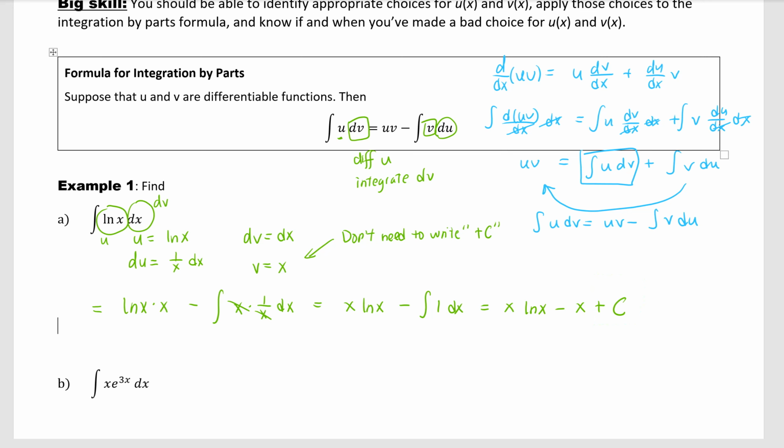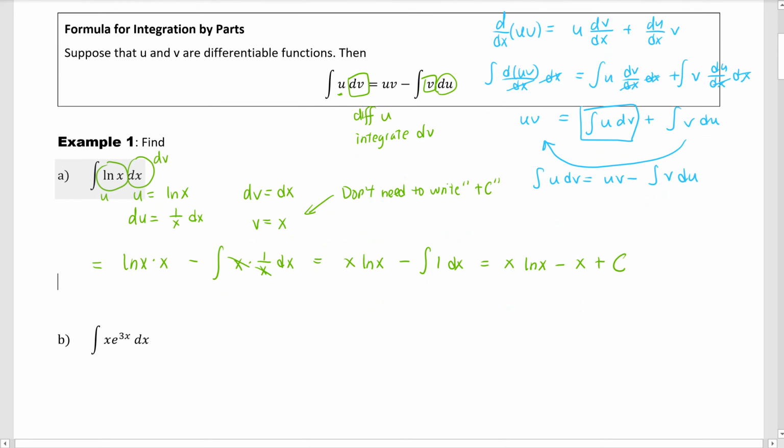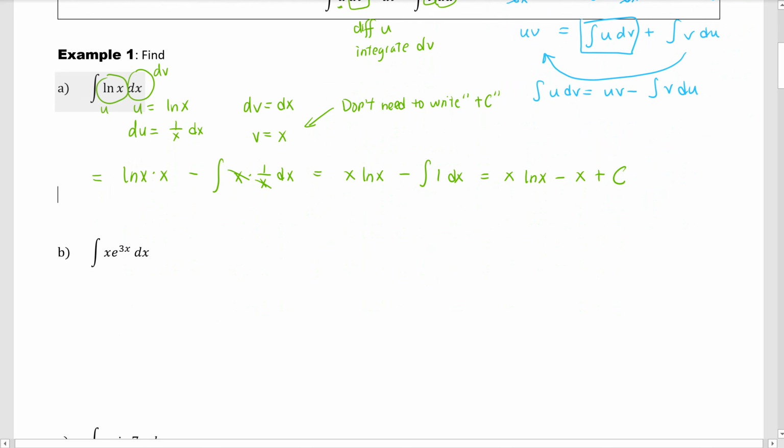Alright, let's continue. Remember, we let u be something we can differentiate. Like the previous examples, you can differentiate ln of x, but can you integrate ln of x? No, because that is what we are looking for. We want to find the integral of ln of x, so of course we don't know how to integrate it. That's why we let u be ln of x. We want to differentiate. Okay, next problem.